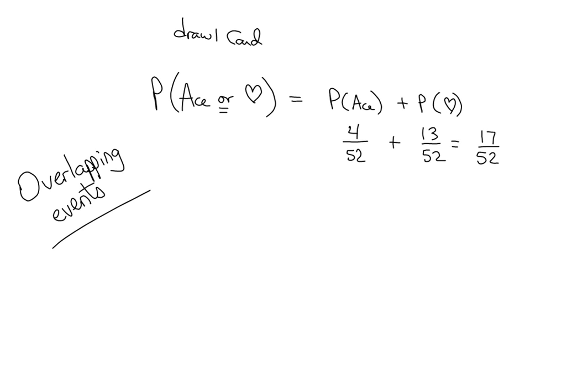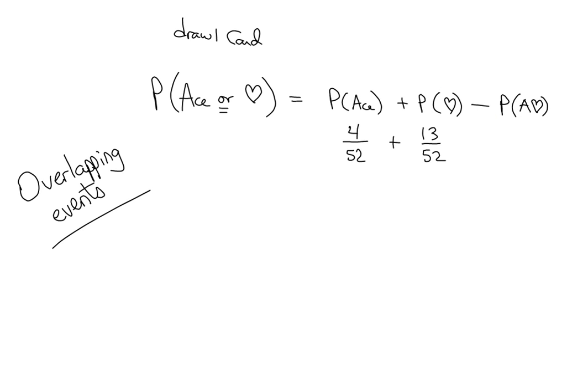What makes them overlapping? The ace of hearts. There is one card, the ace of hearts, that got counted as an ace, and then it got counted again as a heart. We counted it as 2 cards, but it's only 1 card. So what we have to do in this situation is subtract away the probability that the card you drew was the ace of hearts. Because we've counted it once, we've counted it a second time, so we have to subtract one of those away, right?